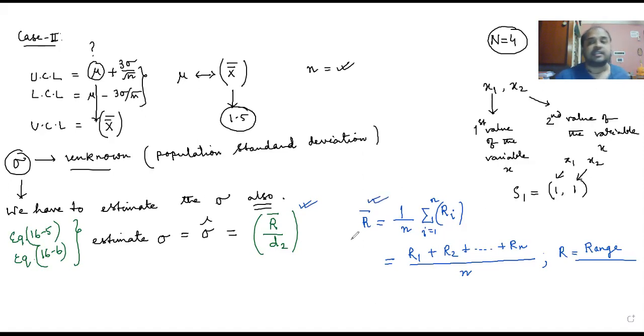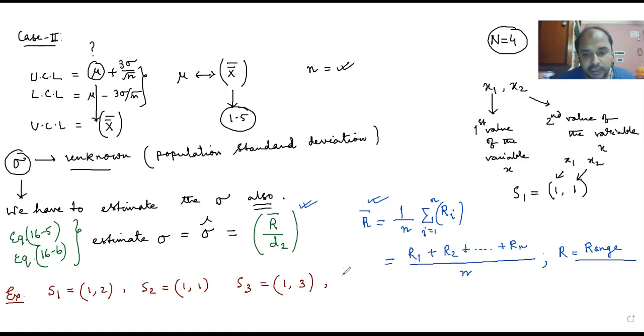And I am again considering the question which I considered. My example was, I considered four samples. The first sample looked like this, 1 2. The second sample looked like 1 1. The third sample looked like 1 3, and the fourth sample looked like 2 comma 1.